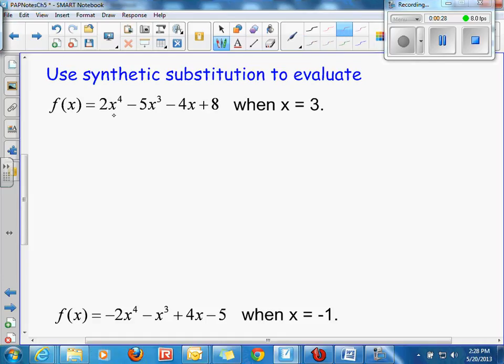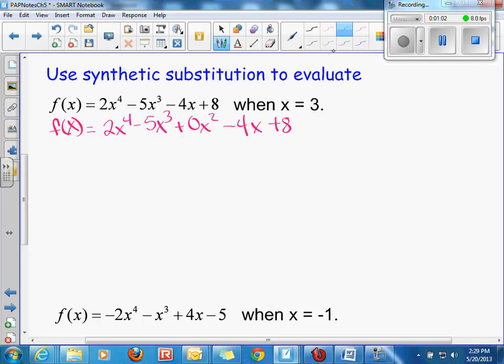So let's make sure there's no gaps in our equation. The highest power is 4, then next power is 3, and then we would look for squared. There is no x squared, so it has a gap for the x squared. It does have x to the power of 1, and then it has your constant, which is x to the power of 0. So we need to make sure we fill in our gap. So I'm going to rewrite this equation, and I'm going to fill in the gap for the x squared. So 2x to the 4th minus 5x cubed plus 0x squared minus 4x plus 8.